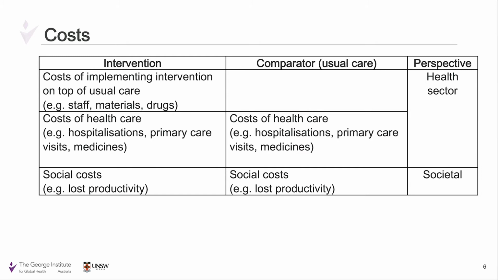So if we have usual care or standard practice, and we're implementing the new program, we want to find out how much it costs the health sector or the community to implement this new program on top of what's already happening. And that comprises a number of components, and it might include staffing, materials, and drugs.